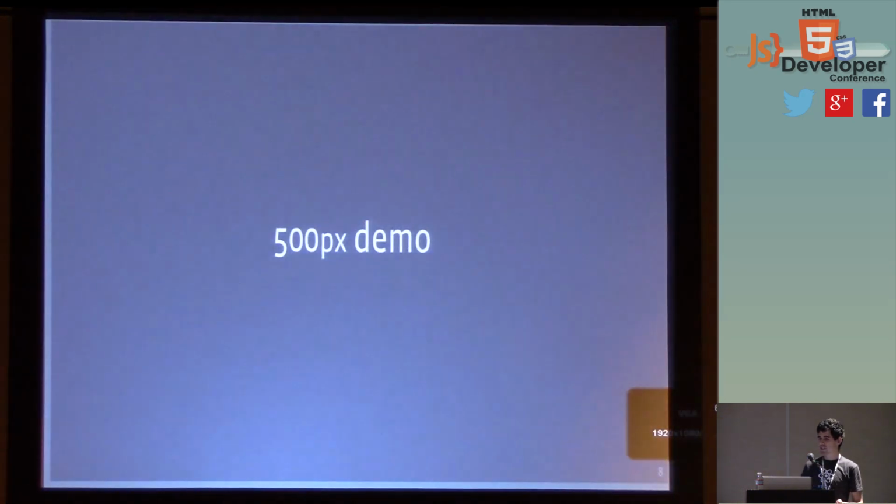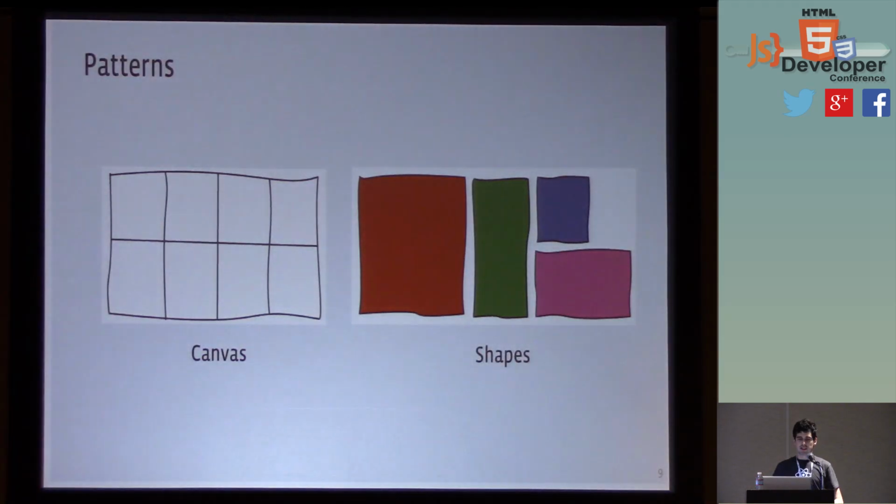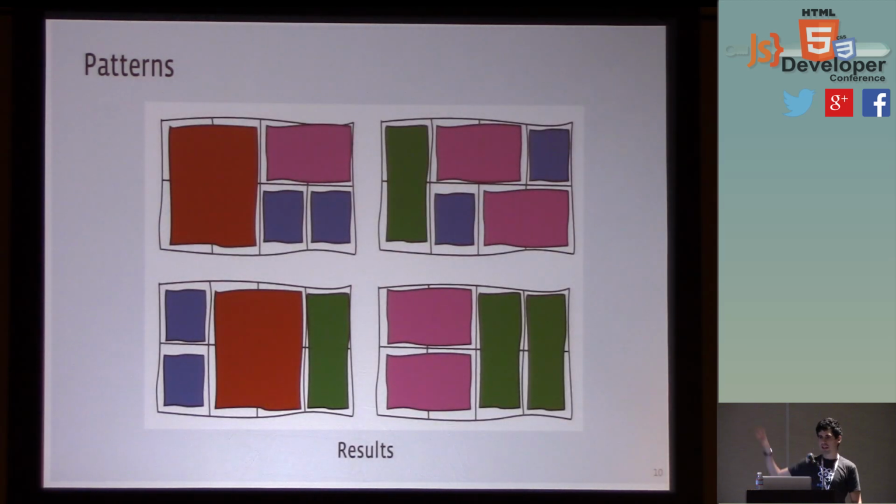And the way they implemented that, there is no real fancy algorithm. They use patterns for that. So they have a canvas, which is a 4x2 grid, and they have some shapes. So here you have a big square, a small square, a vertical shape and a horizontal shape. And the way they are making the page is that they are going to take those shapes, take a canvas, and combine them to make a pattern.